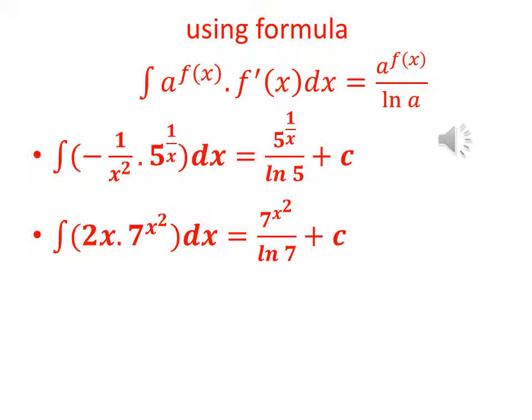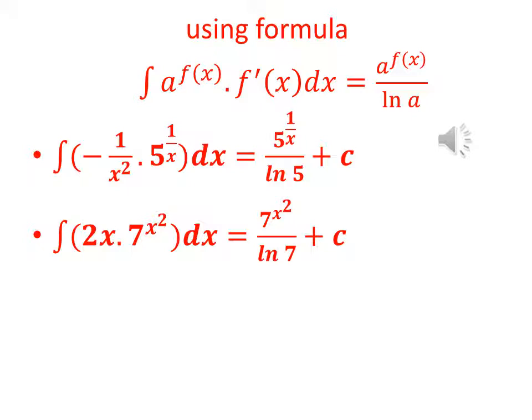Example 1: integration of minus 1 over x power 2 times 5 power 1 over x dx. Here is the exponential 5 power 1 over x. 1 over x, not x, is another function. We can differentiate 1 over x. How to differentiate that? The derivative of 1 over x is negative 1 over x squared. We know it before from differentiation. So the power of 5 power 1 over x, its derivative equals minus 1 over x squared.